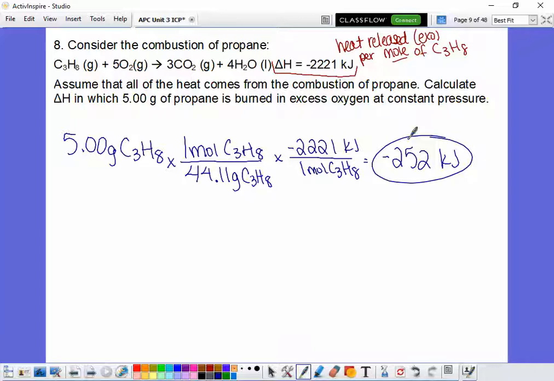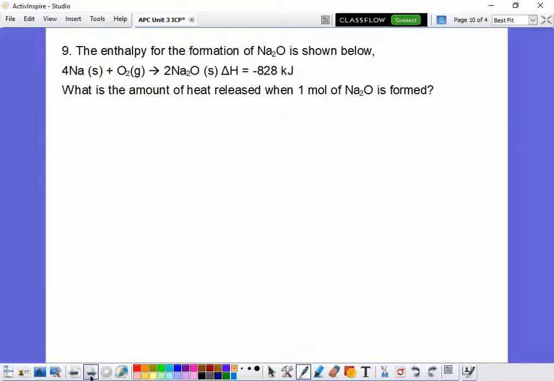All right, number 9. The enthalpy for the formation of Na2O is shown below. We're given the equation, and we're told the delta H for that equation, as balanced, is negative 828 kilojoules. We want to know what is the amount of heat released when 1 mole of Na2O is formed. And we're going to make this 1.00. I think I already did that on your paper, but I'm not sure. All right, so when we have 1 mole of Na2O formed, how much heat is released to form that?